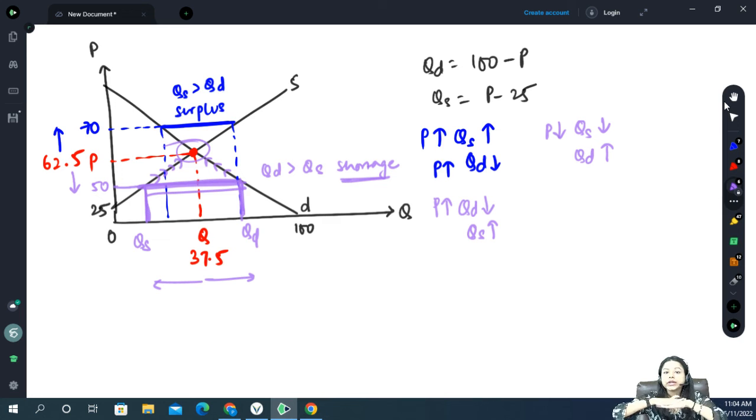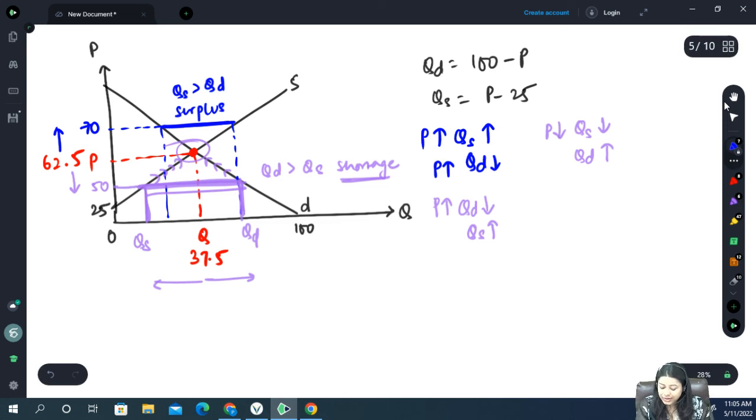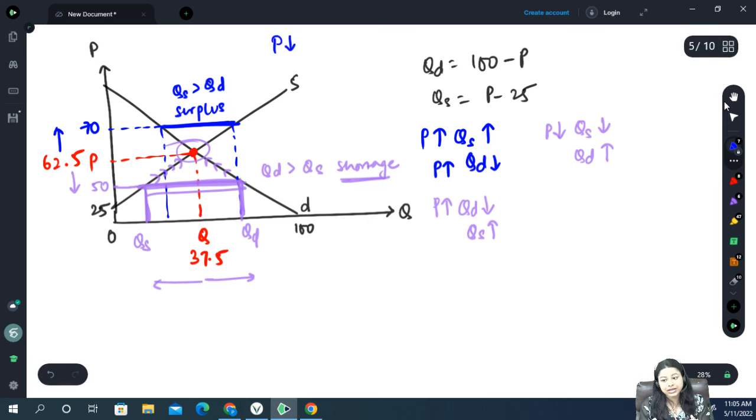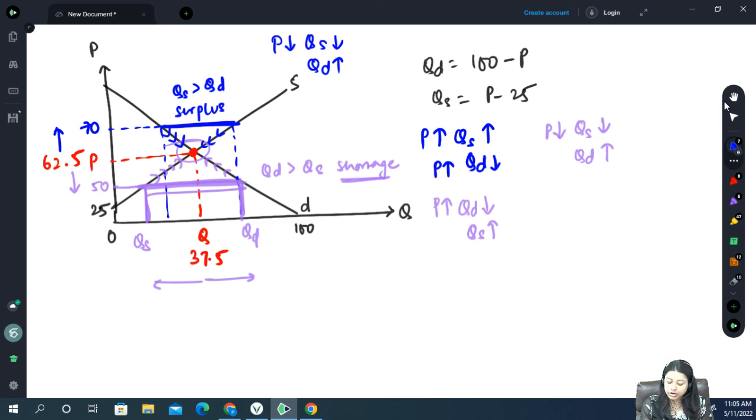So this shortage is leading to an increase in price, which is leading to an increase in quantity supplied, a decrease in demand, and your equilibrium. The same situation will happen when there is a surplus. When there is a surplus, meaning there is a lot of supply of a particular product but the demand is less, price starts to decrease. If price decreases, quantity supplied decreases, quantity demanded increases, and there is a movement along the supply and the demand curve until we again reach the equilibrium. Clear?